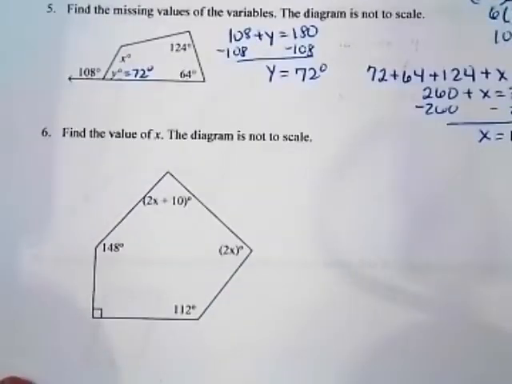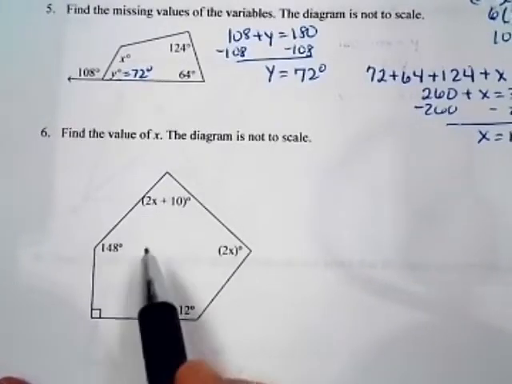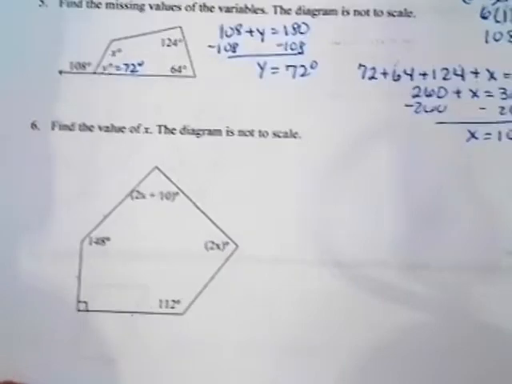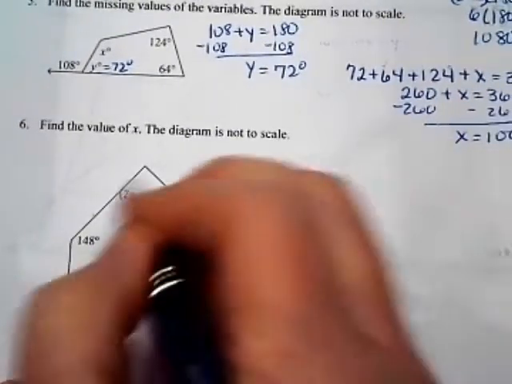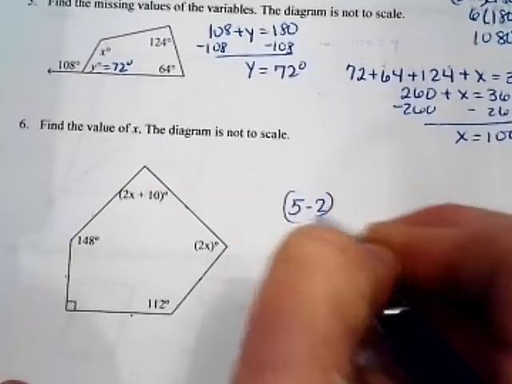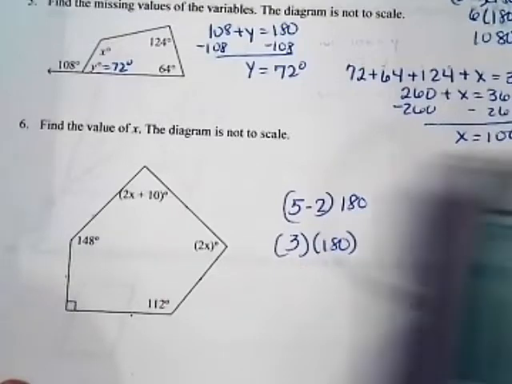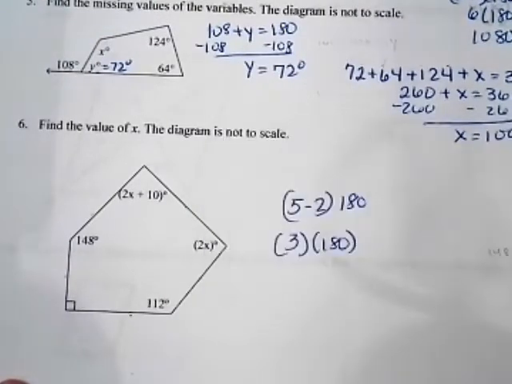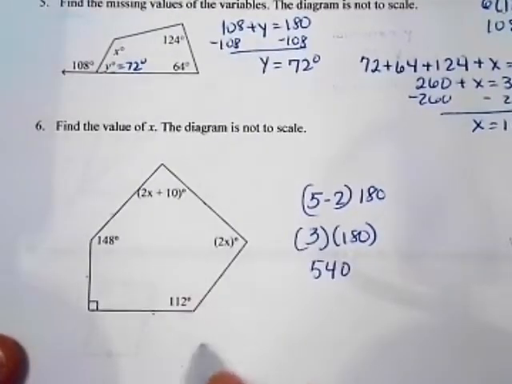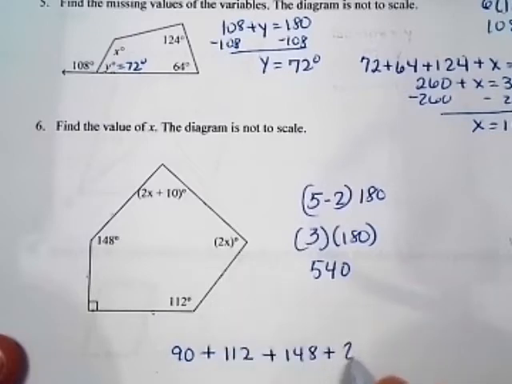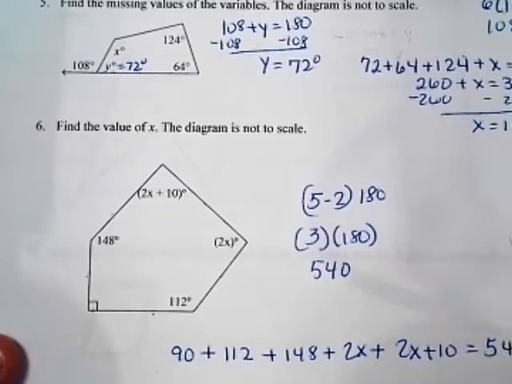Number 6 says find the value of x. Well, this is a 1, 2, 3, 4, 5-sided figure. So first of all, I need to figure out what the total is supposed to be. 5 minus 2 times 180. So that's 3 times 180, and 180 times 3 is 540. So it's all supposed to add up to 540. So 90 plus 112 plus 148 plus 2x plus 2x plus 10 equals 540.